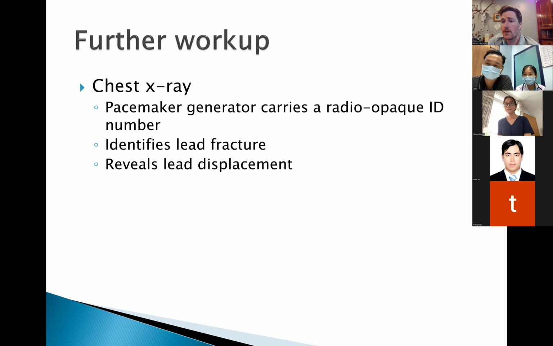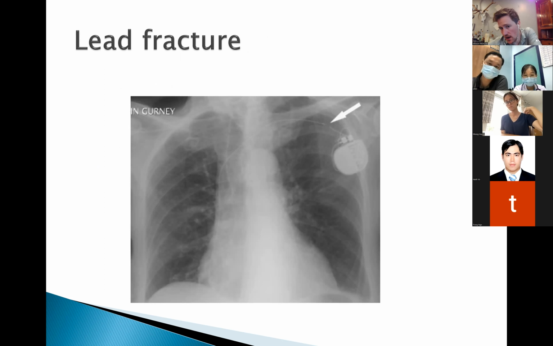And they can be helpful because one, they show the ID number of the pacemaker. So every pacemaker should have a radio-opaque ID number. And that ID number can help you identify what kind of pacemaker this is. It can also help identify lead fracture, and it also helps reveal if there's any lead displacement. So here we can see a pretty obvious lead fracture.